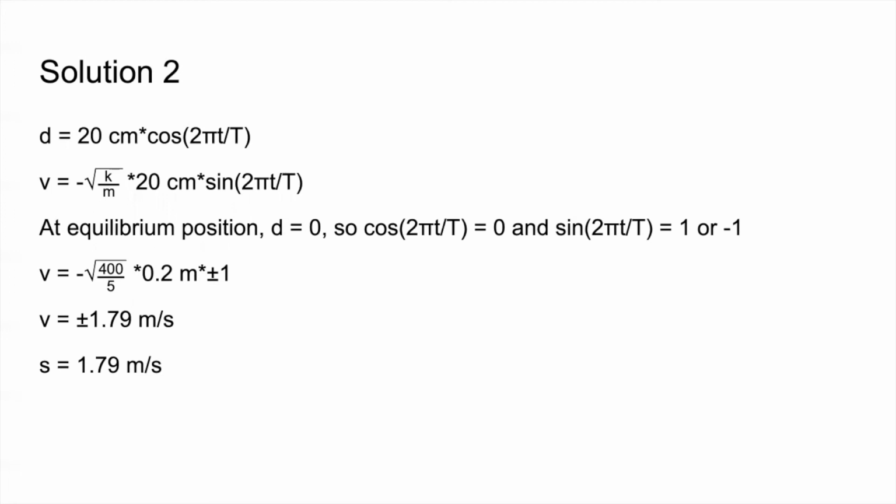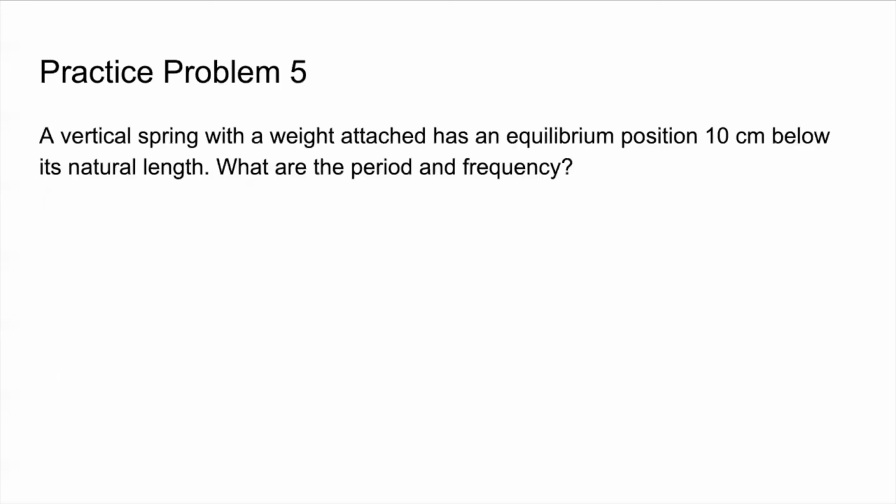The second solution is to use the equations for displacement and velocity. So at the equilibrium position, d is equal to 0. So cosine of 2 pi lowercase t over capital T is 0, and sine of 2 pi lowercase t over capital T is 1 or negative 1. So now we plug in the values into the velocity equation, and we get that the velocity is plus minus 1.79 meters per second. So the speed is 1.79 meters per second.